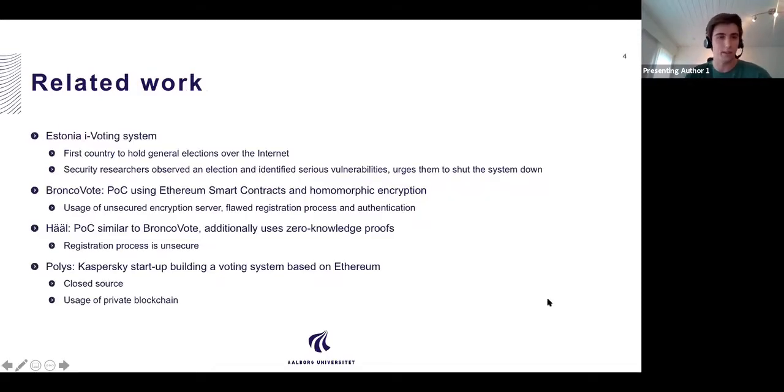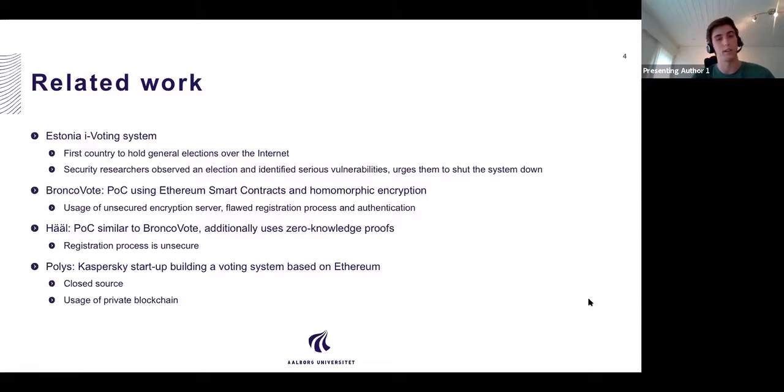For related work, first we looked at Estonia's iVoting system, which is the first country to hold general elections over the internet. It is not based on blockchain, but on more traditional internet systems. Independent security researchers observed an election in 2013, and they identified serious vulnerabilities in both the technical aspects and the operability with the workers. They urged them to shut down the system, but they are still running it.